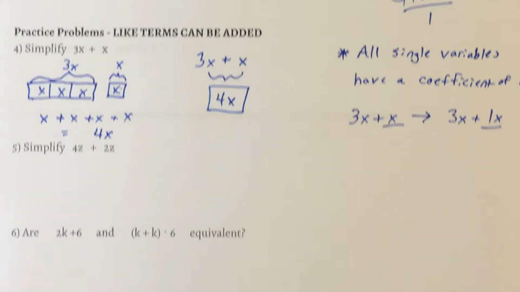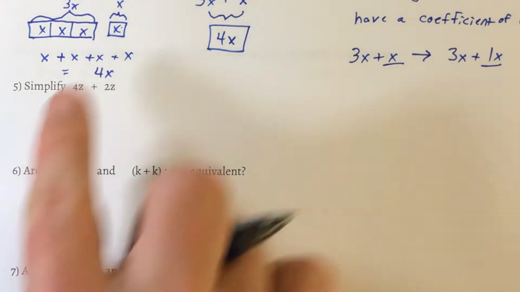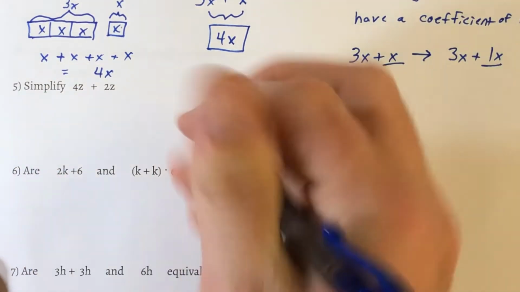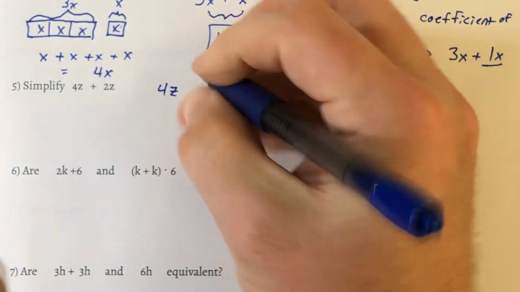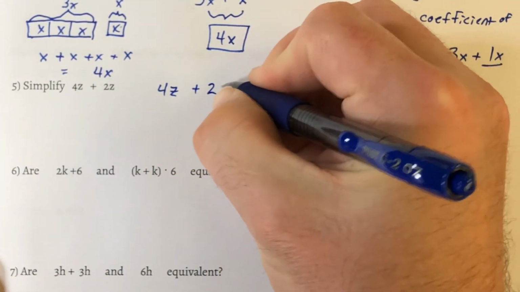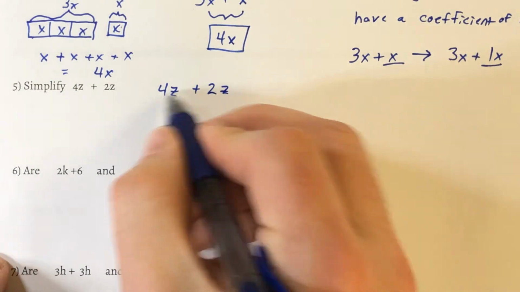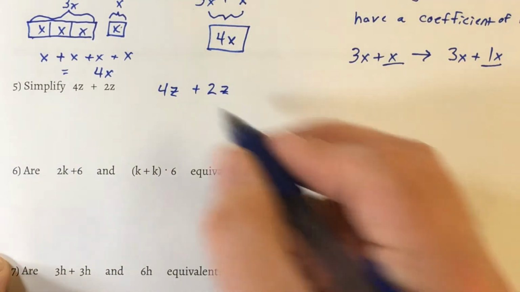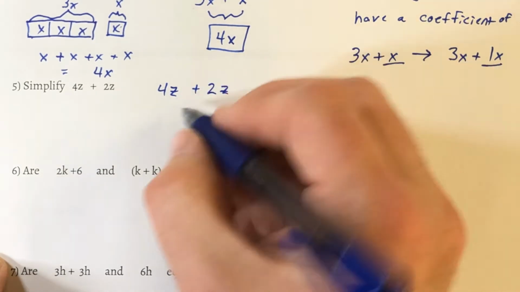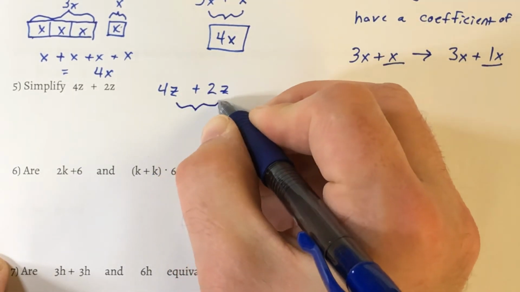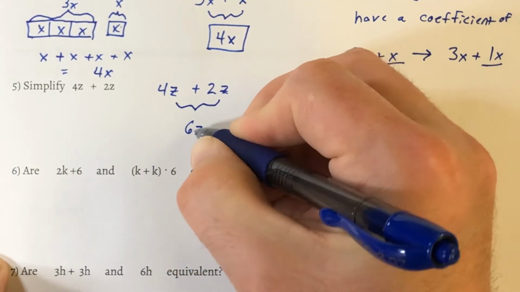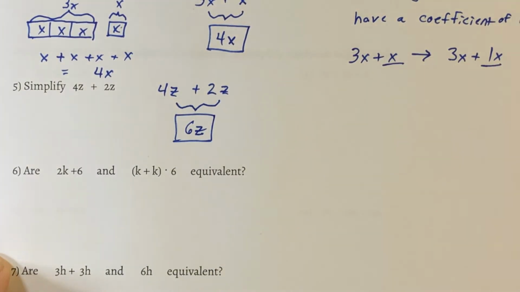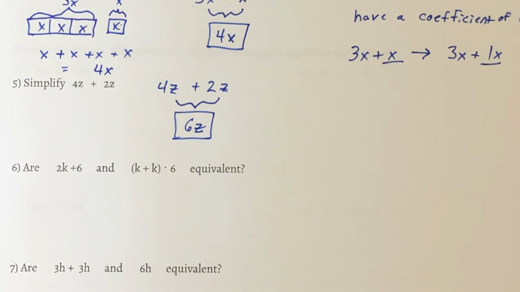All right, moving on. Number 5, simplify 4z plus 2z. So 4z, 4 groups of z, plus 2 more groups of z. Are they like terms? Yes, they're both part of the z club. They both have a variable. It's the same variable. That's important. So 4z plus 2 more z, we get 6z. That's it. We've combined our like terms. We've simplified it.